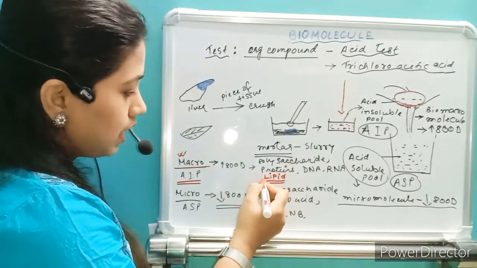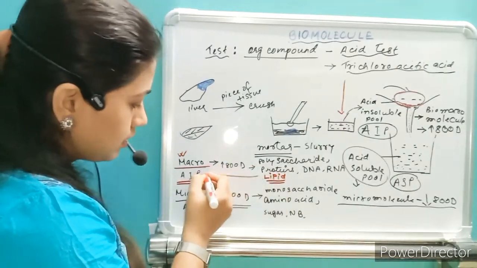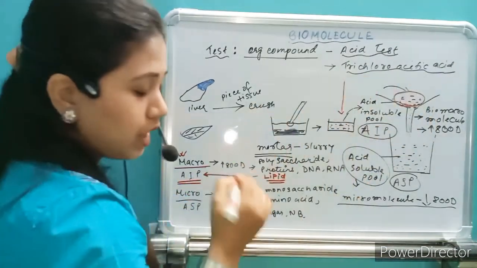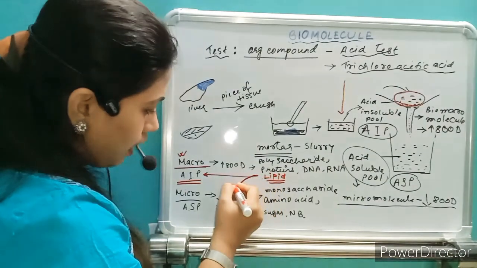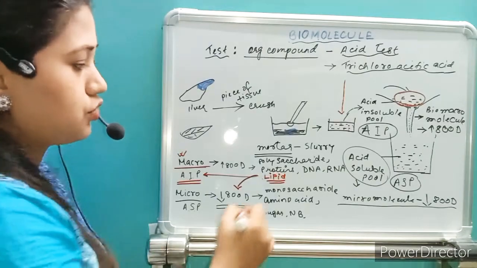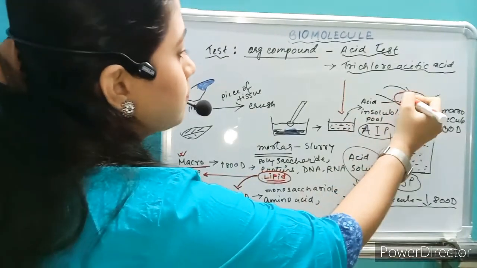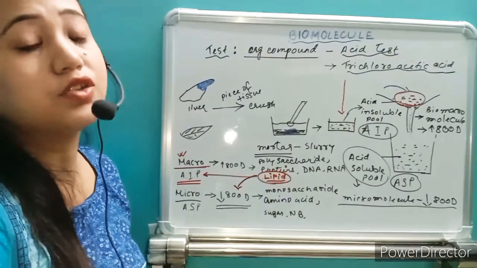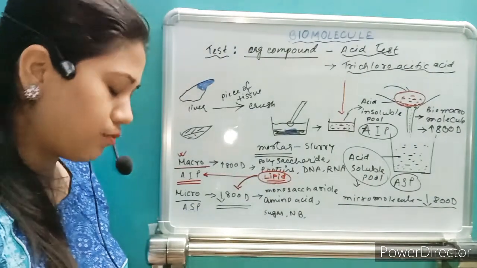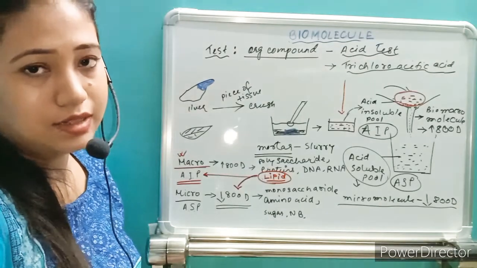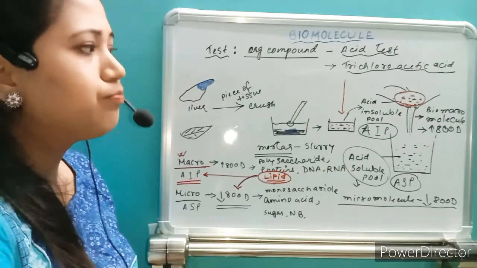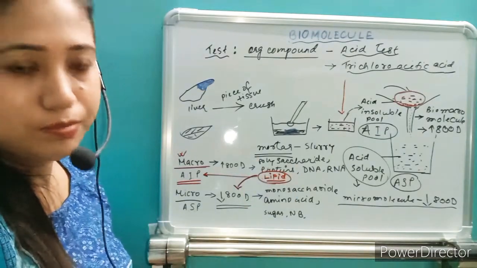But lipid, it is actually in the acid insoluble pool. It's found in the retentate here, and it is going to have a molecular weight of less than 800 Dalton. So remember, though lipid is found in the acid insoluble pool, it is not a biomacromolecule, it's a biomicromolecule which has a molecular weight of less than 800 Dalton. It does not get dissolved in the acid, so that's why it is found in the acid insoluble pool.